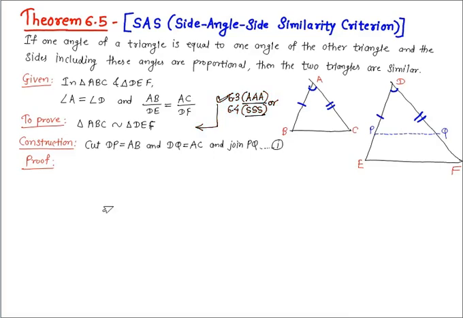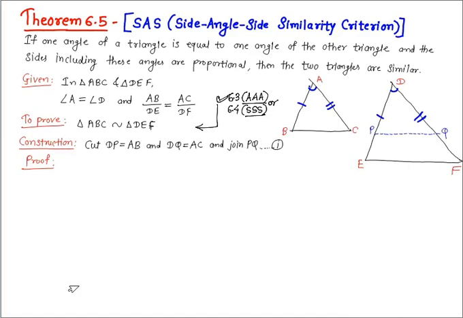Now to start the proof, you may recall how we proved theorem 6.3. In that we had proved triangle ABC congruent to triangle DPQ. In theorem 6.5 also, we will first prove triangle ABC congruent to triangle DPQ, in the same way we did it in previous theorems. So we'll get angles B and C of triangle ABC equal to angles P and Q of triangle DPQ. And later on, we'll make line PQ parallel to side EF using converse of BPT.